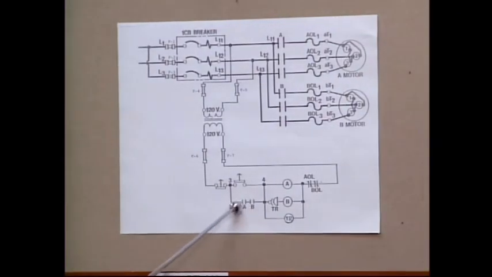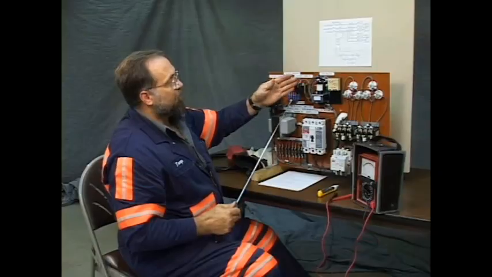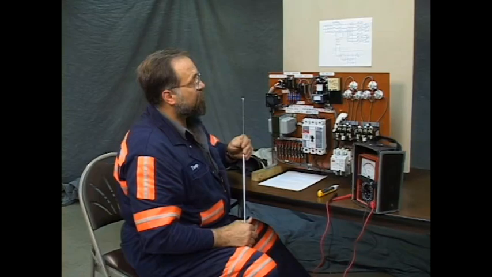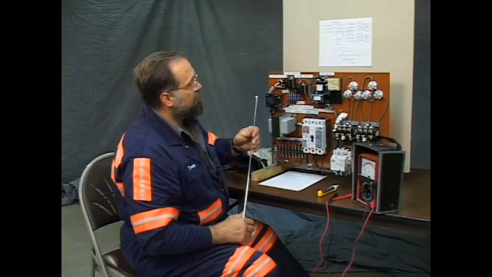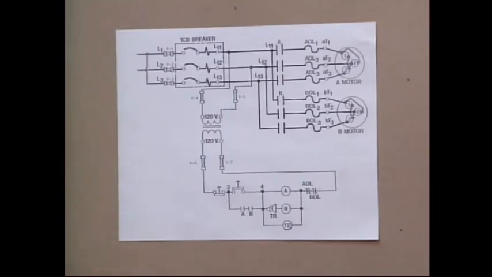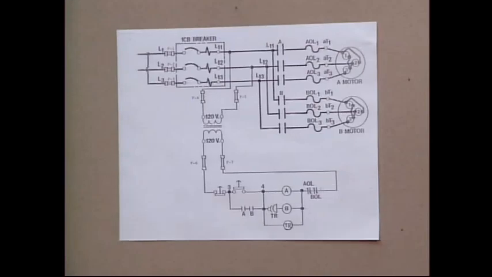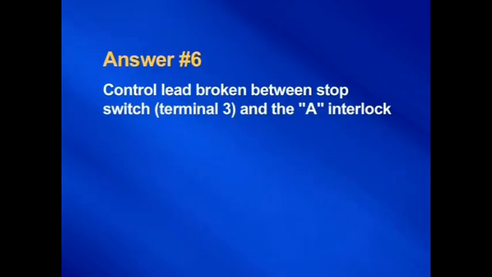It's the same as having one of these switches open. You don't have a path for the current to hold the contactor coils in when you release the start switch. Right there. To complete the exercise, the apprentice would write his answer as control lead broken between line side of start switch and A auxiliary contact. That's that.